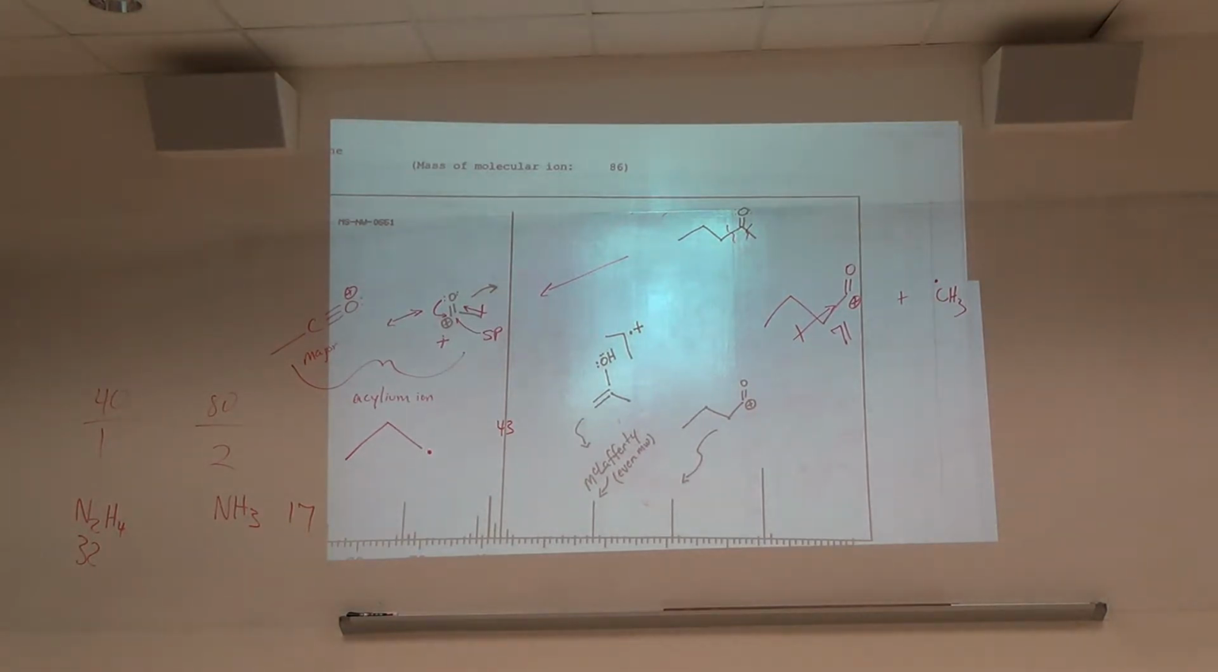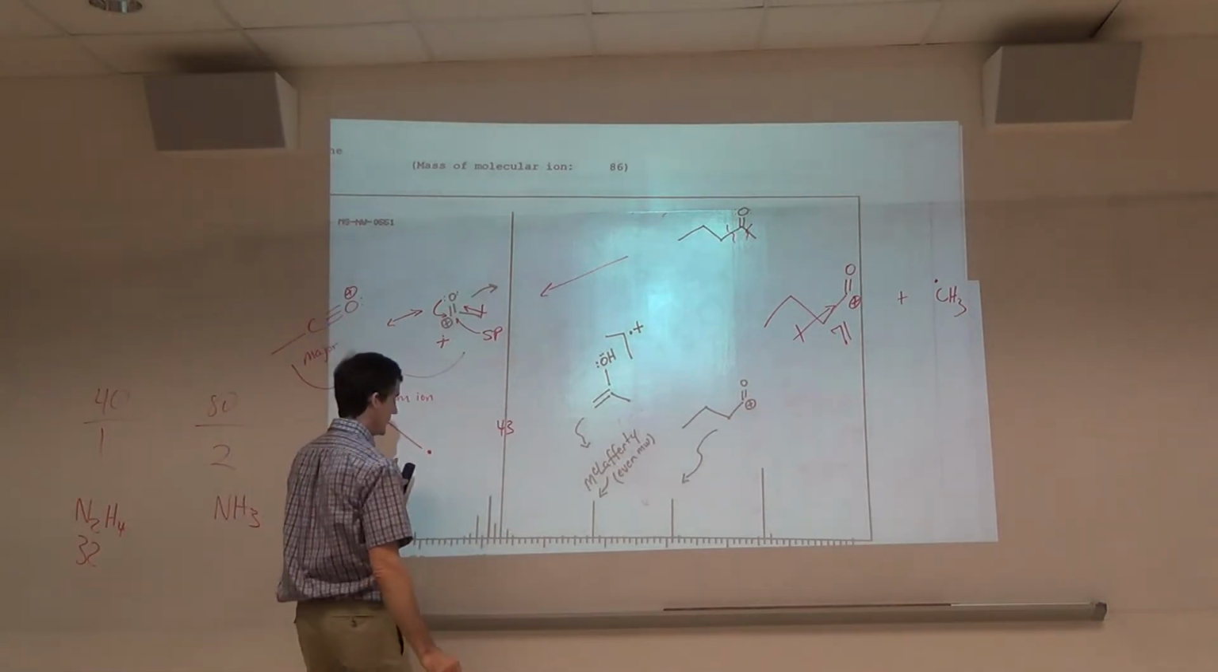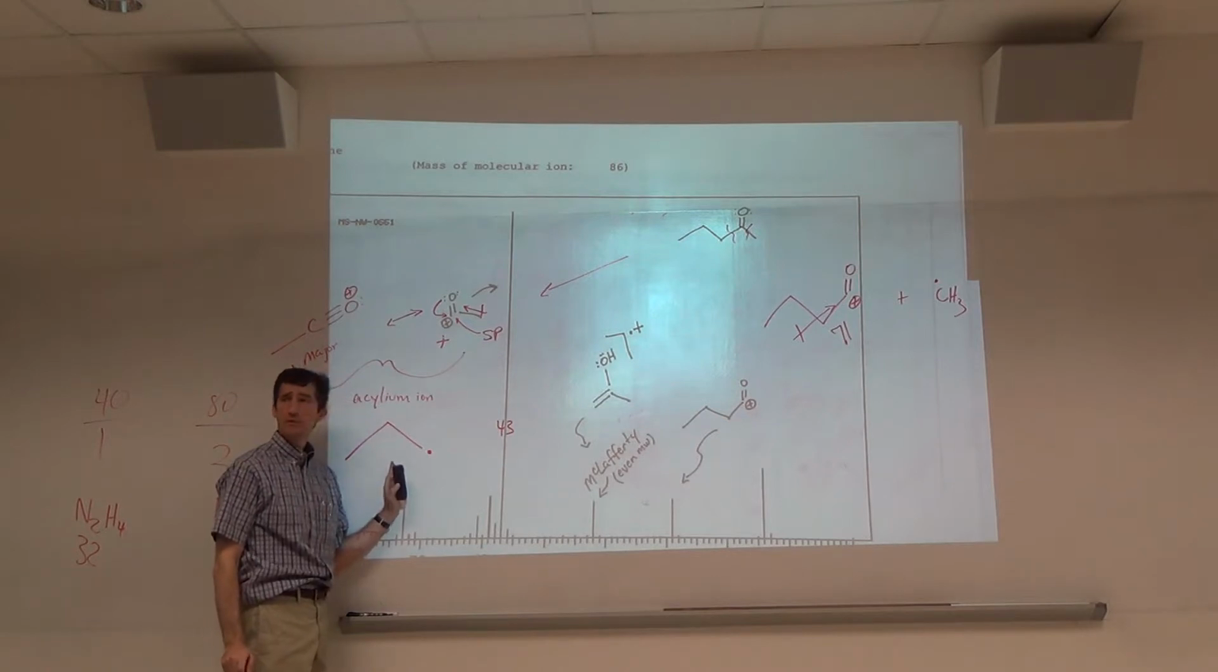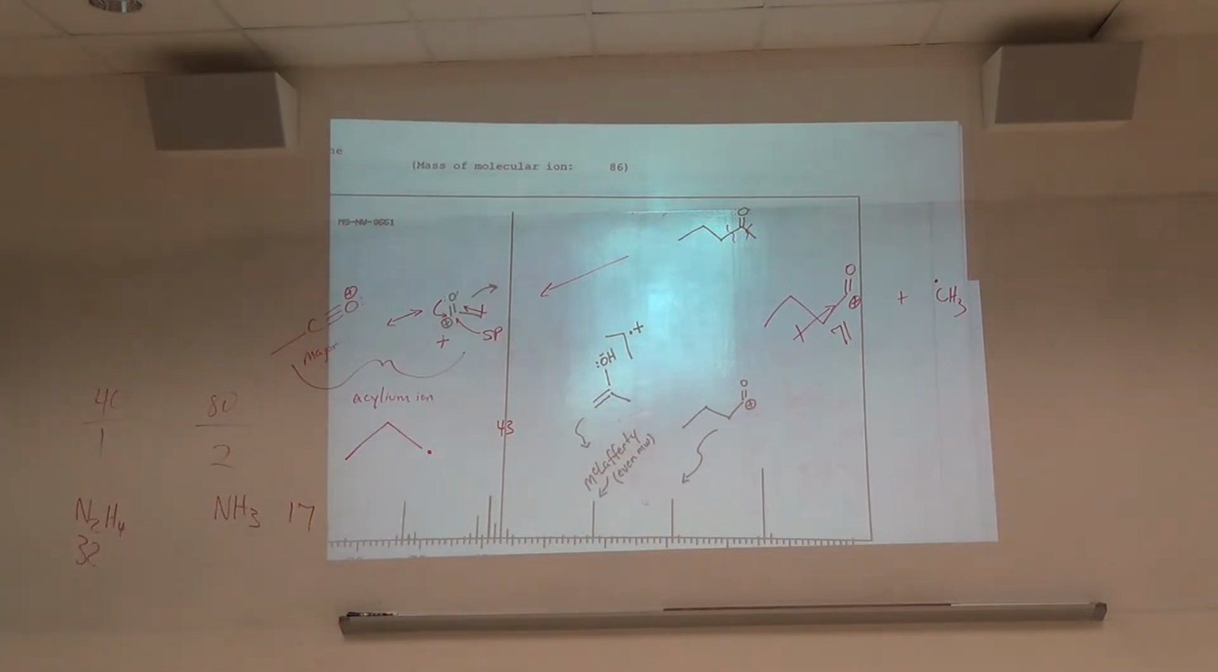Occasionally, you can look at the radical and say, well, which radical is most favorable? Methyl radical or this guy? How do we judge radical stability? We know how to judge carbocation stability. Well, radical is the exact same. A radical is electron poor. It does not have an octet. So it's electron poor, just like a cation.